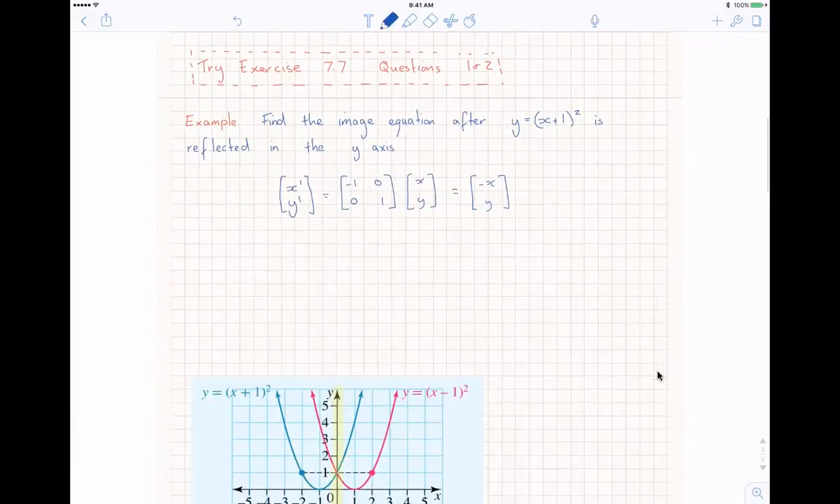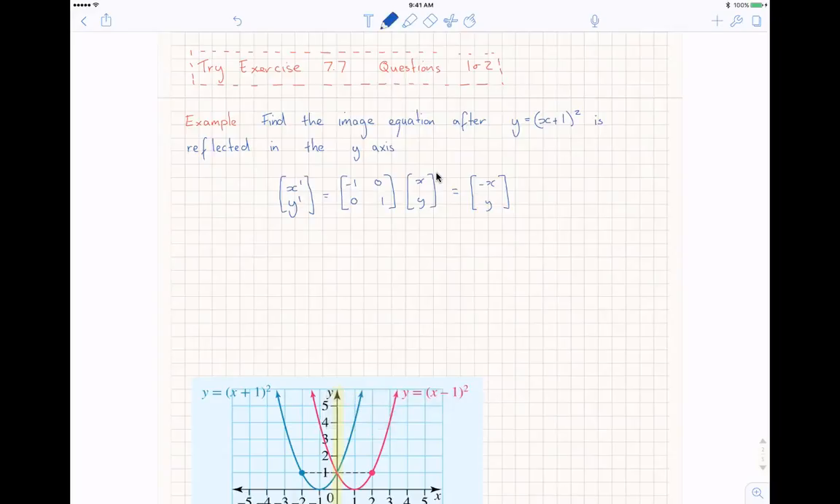Another example. So this time we're asked to find the image of the equation after this particular parabola y = (x + 1)^2 is reflected in the y-axis. So it's being reflected in the y-axis, so we're going to use My, which is our [-1, 0; 0, 1] matrix.